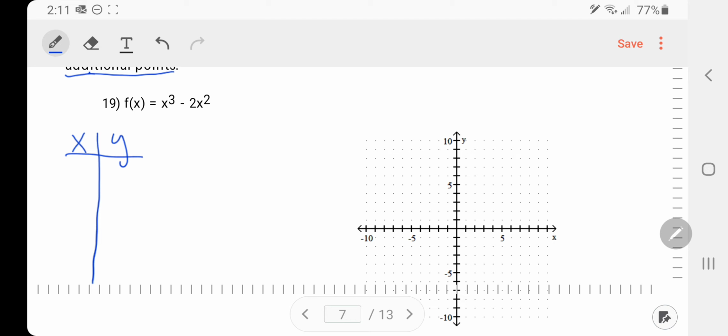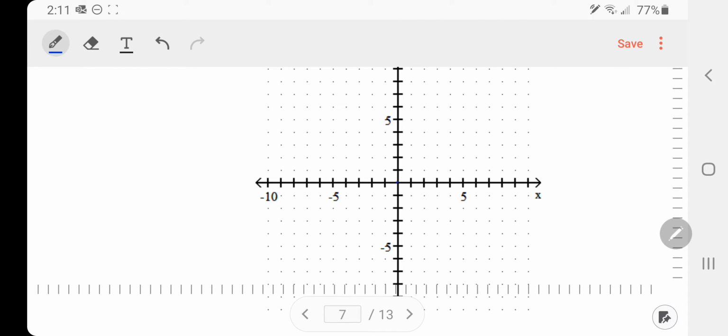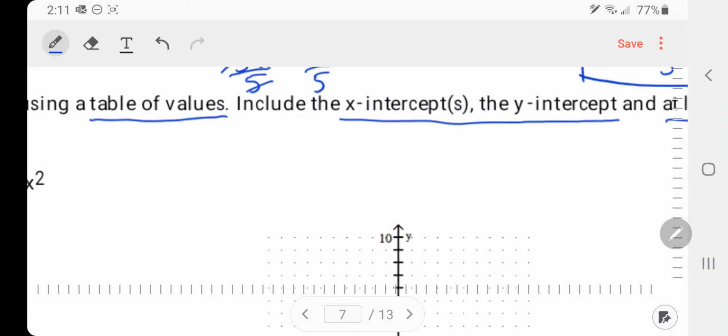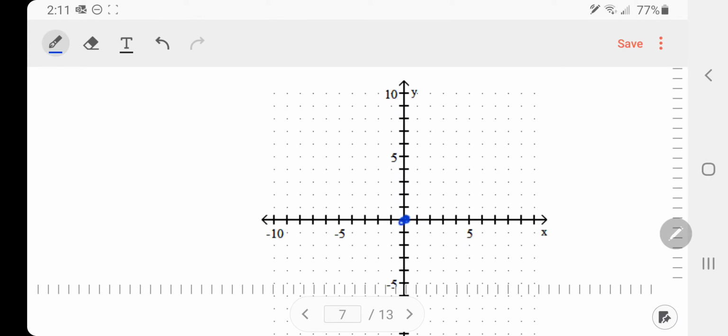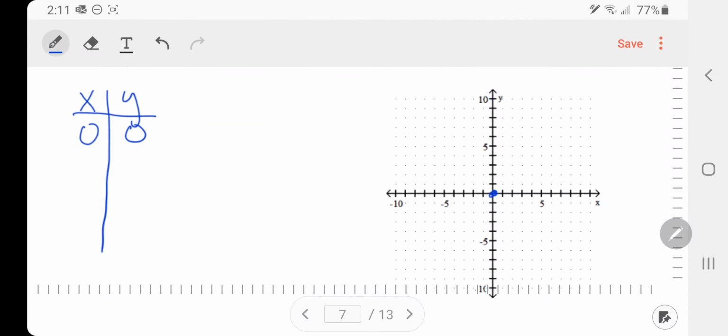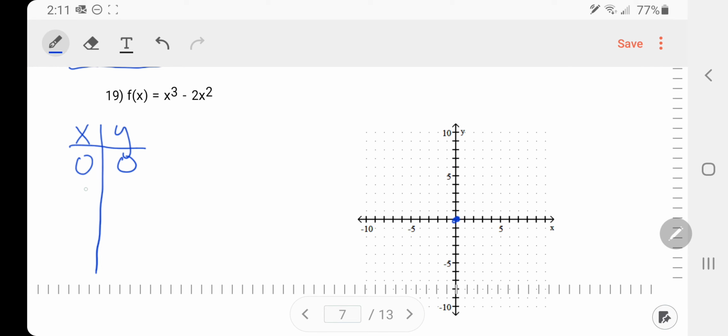Like so. And the first thing I'd like to do, super easy, let's let x be 0. That's going to make everybody 0, which is going to tell me the y-intercept. And notice that is also an x-intercept, but it's also the y-intercept. Next, let's let x be 1. Plugging in a 1 is going to give me 1 to the third minus 2 times 1 squared, and that's going to give me negative 1.